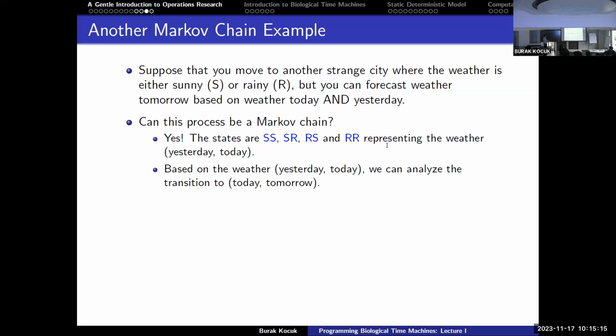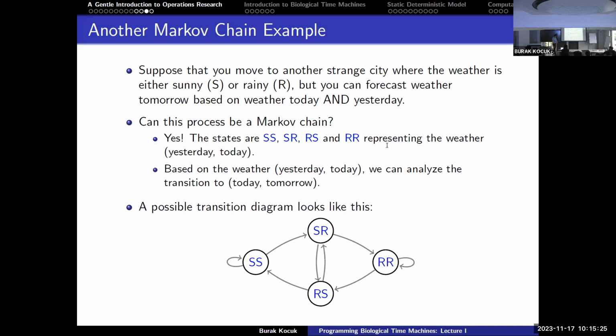And based on this, you can now predict the state today, comma tomorrow. Of course, there should be some consistency. And here is what I mean by this. For example, we cannot switch from sunny, sunny to rainy, rainy, because the second index here should match the first index. Yeah, so you can do more complicated things.